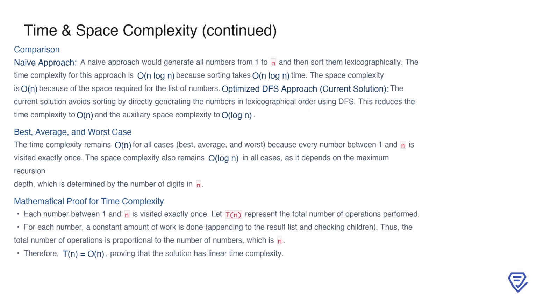To mathematically prove the time complexity, note that each number between 1 and n is visited exactly once, and each visit involves a constant amount of work, such as appending to the result list and checking the children. This means the total number of operations is proportional to n, confirming that the time complexity is O(n).